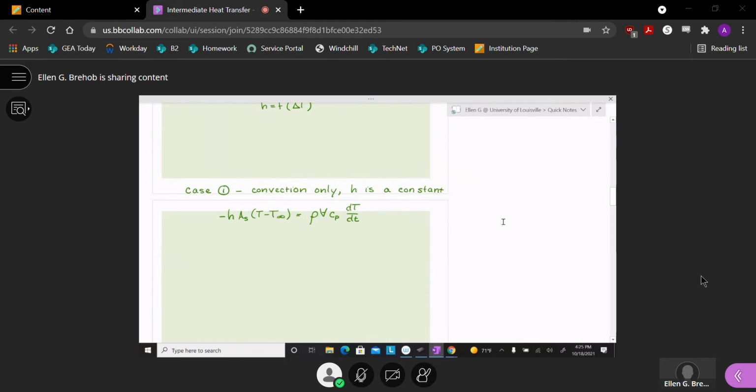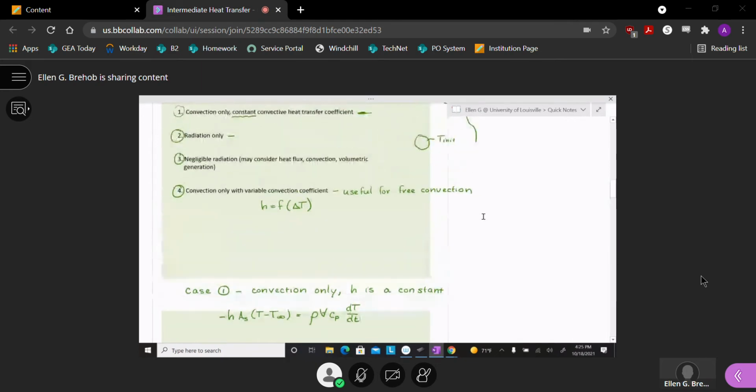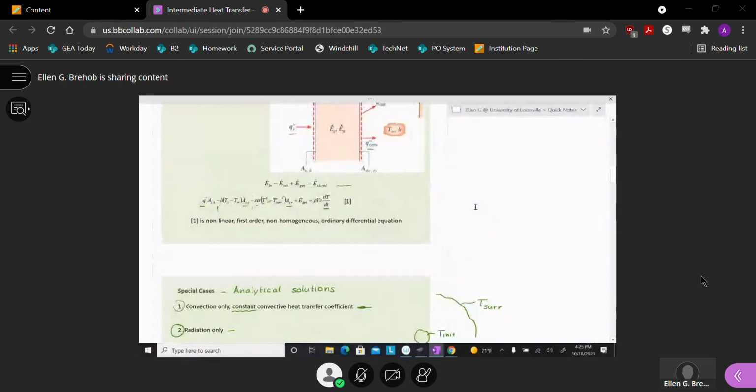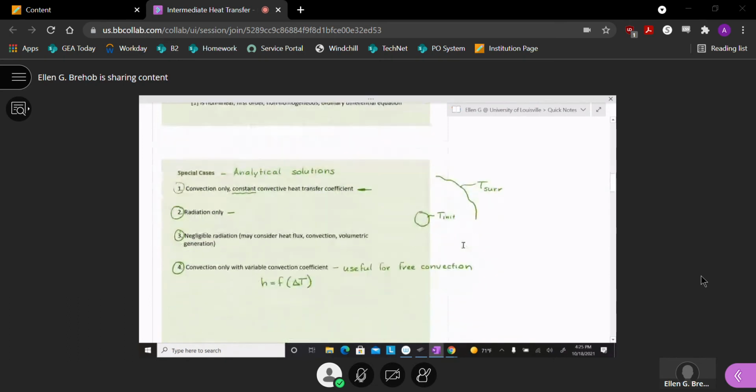If I scrolled up and looked at that general equation that is 2 slides ago, right, we're considering I could have convection on the object. I'm not having a heat flux. I don't have radiation. I don't have volumetric heat generation, but then I have a temperature change with time. So I'm allowing the transient effect.